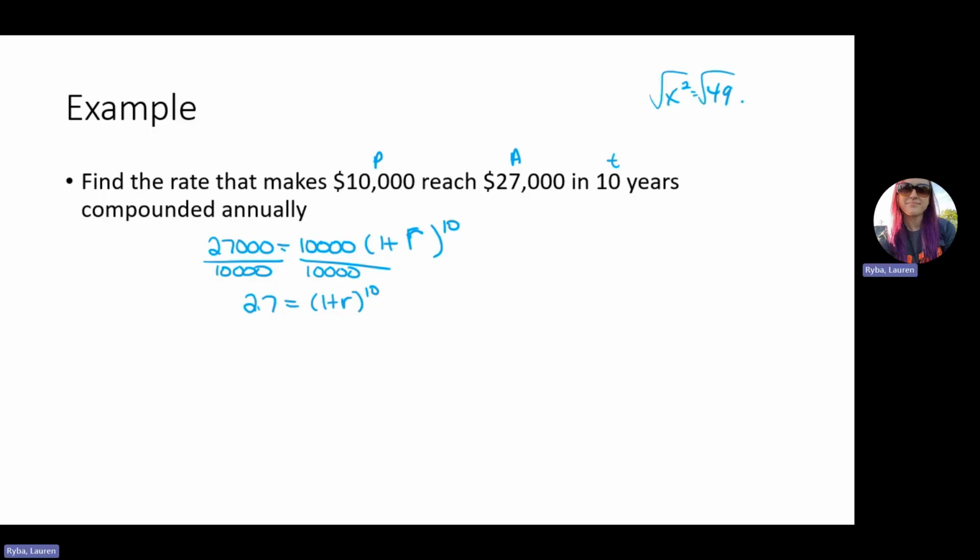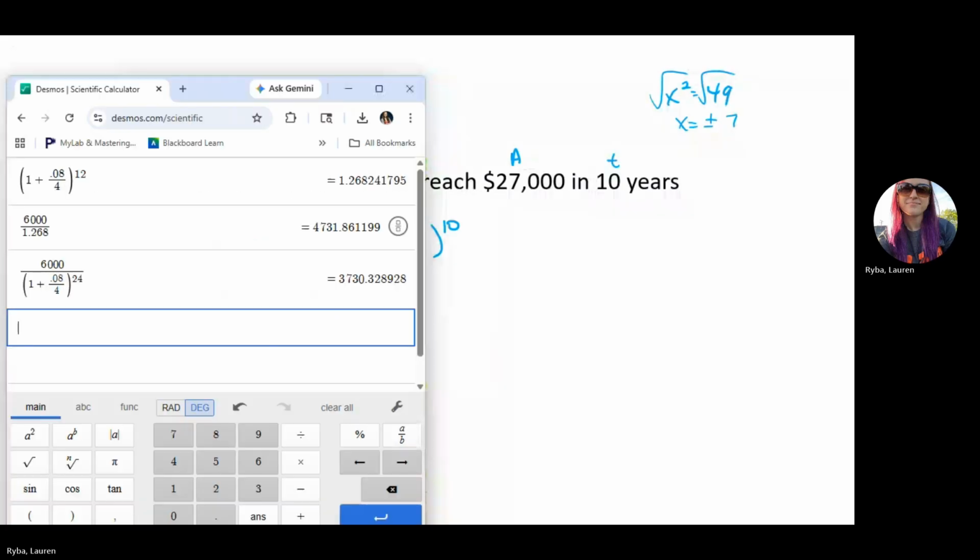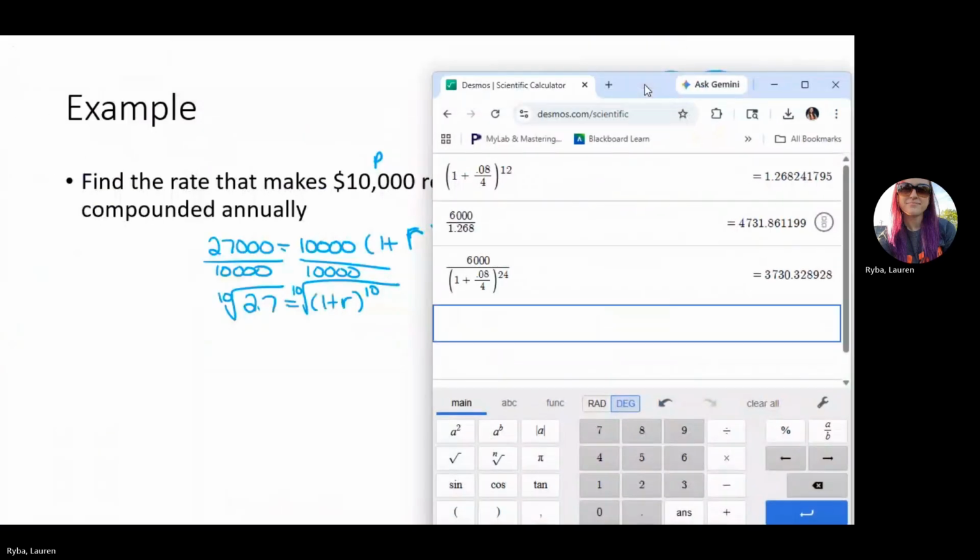Right? Like if I had x squared equals 49 and I square root, the answer would be positive or negative 7, right? Because 7 times itself makes 49. So if I have a power and I need to undo it, I use that root. So I'm going to use the 10th root to undo the 10th power. So I'm going to use this guy here, the nth root.